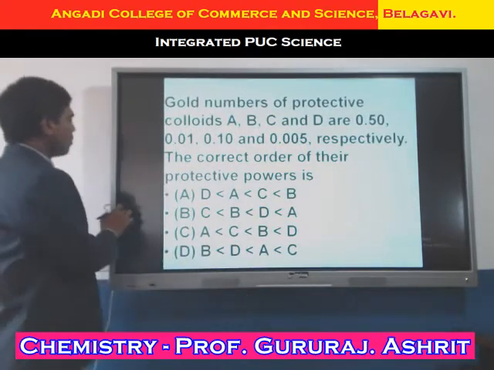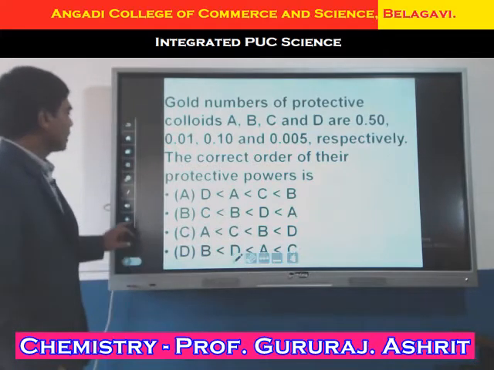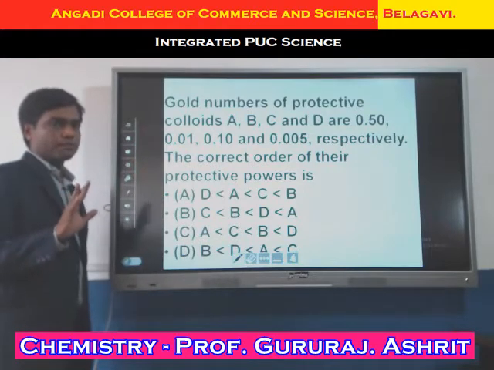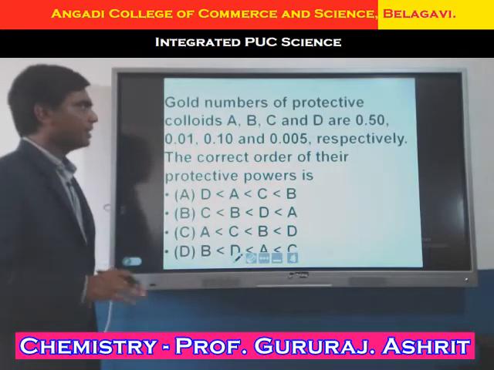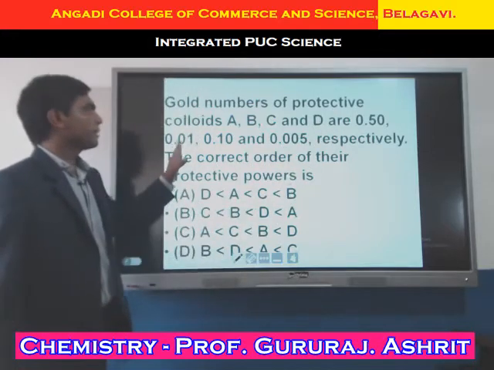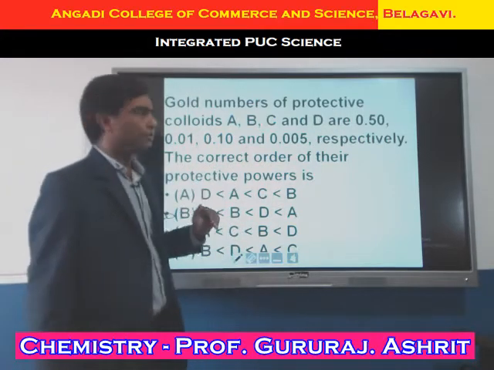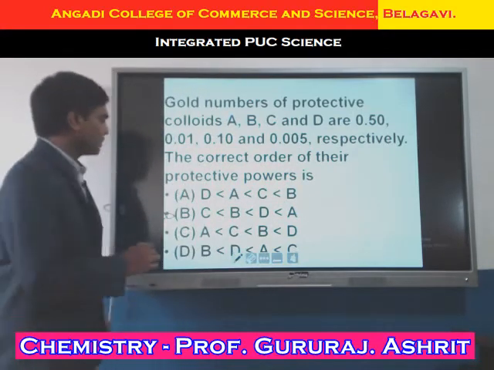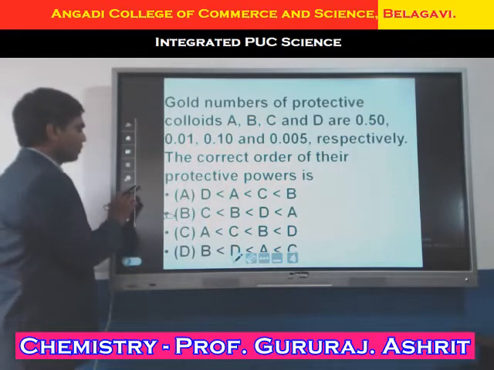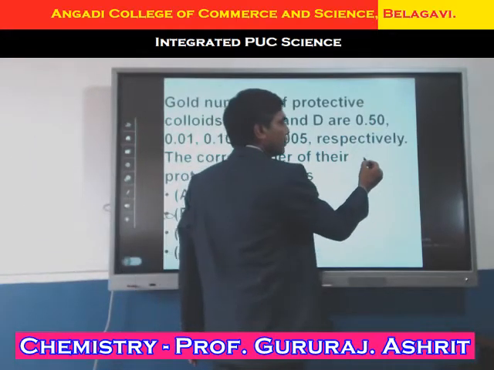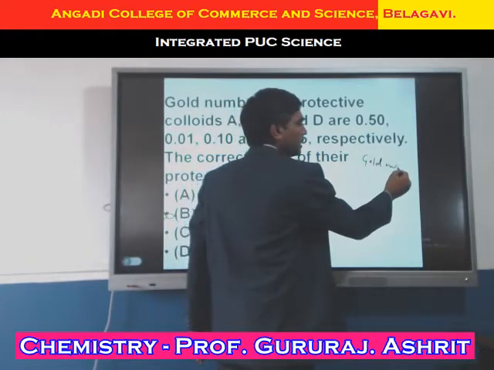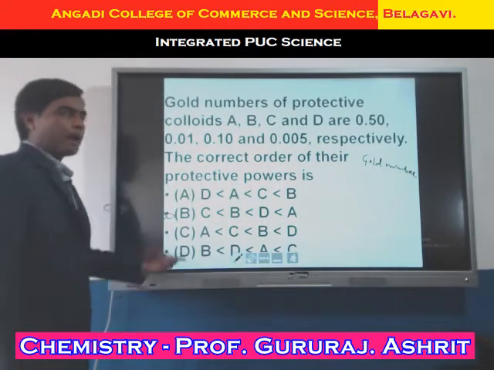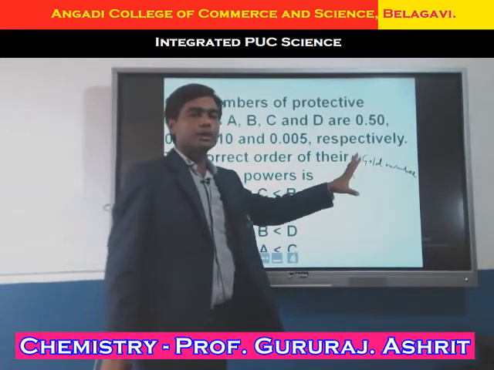Next question. Gold number of protective colloids A, B, C, D. Four substances, four colloids, they have given. The names are given as A, B, C, D, and the values 0.5, 0.01, 0.1 and 0.005 respectively. The correct order of their protective powers is. So first we understand the concept, then we go for the gold number. We know that gold number is used for the protective power of the colloids, and gold number decides the coagulation power also.